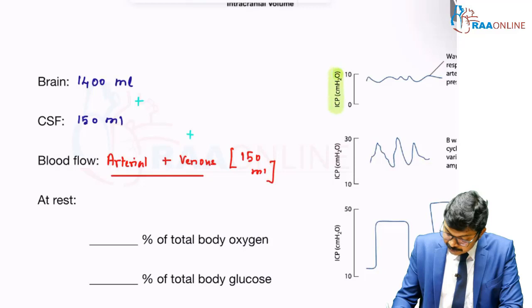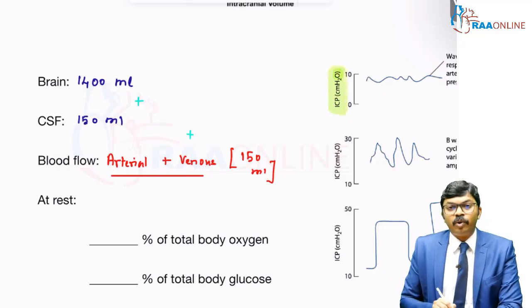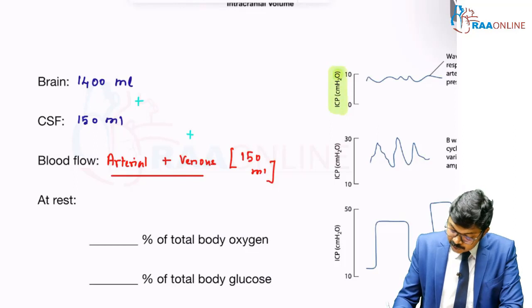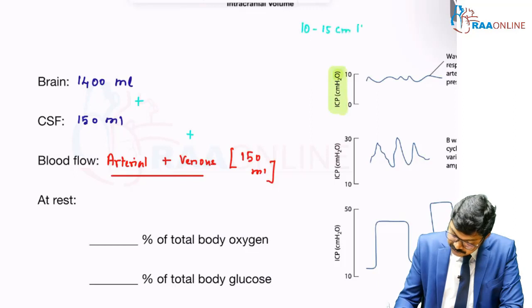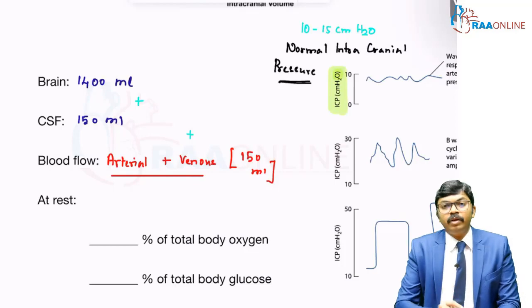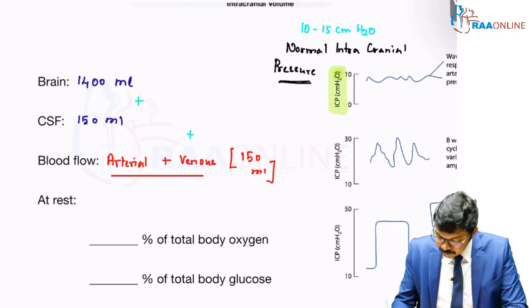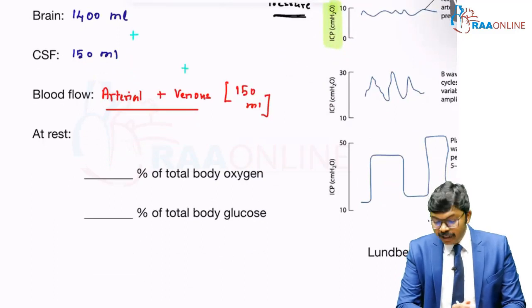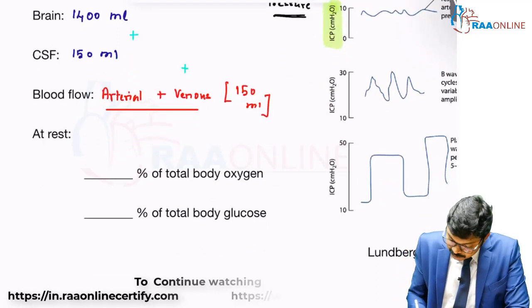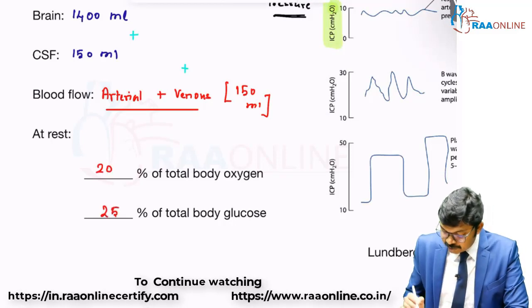ICP refers to intracranial pressure, which is expressed in centimeters of water, and the normal intracranial pressure is about 10 to 15 centimeters of water. Very normal intracranial pressure, guys. Fine. With this, during rest, the brain receives about 20% of body oxygen, and the brain receives 25% of total body glucose.